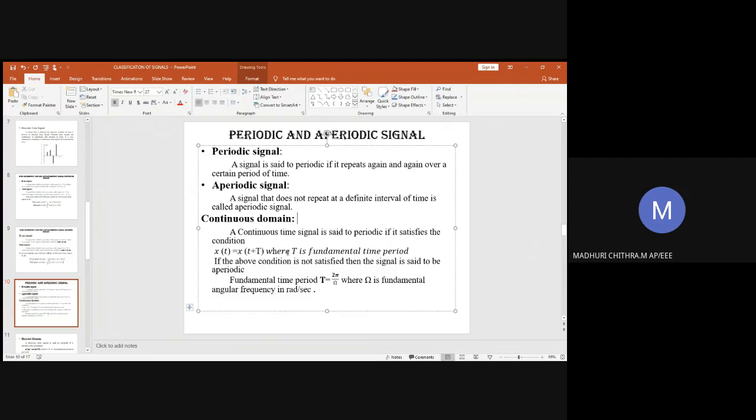A signal is said to be periodic if it is periodic in nature, right? It repeats again and again over a certain period of time, if it satisfies the condition x of t equal to x of t plus T, where T is the fundamental time period. If this condition is not satisfied, it is not a periodic signal and is said to be aperiodic. The fundamental period T is equal to 2 pi divided by omega, where omega is the fundamental angular frequency in radian per second. So this is periodic and aperiodic signals in the continuous domain.